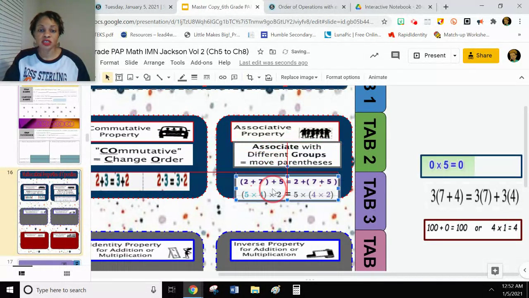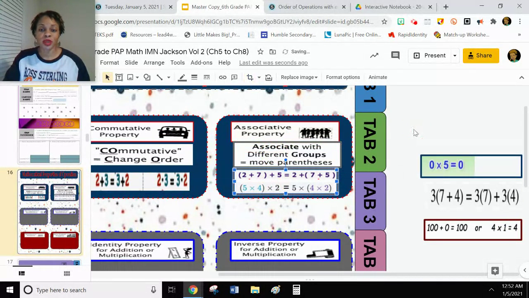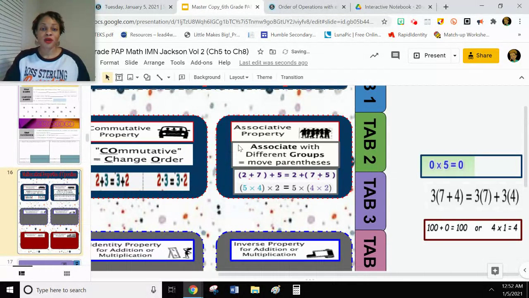So for associative property, it's about your grouping, who you hang out with, okay? Who's your squad? Who's your pod? Who's your group? Who's your posse? I don't know what y'all say these days. That's what it's about, who you're hanging out with, okay?